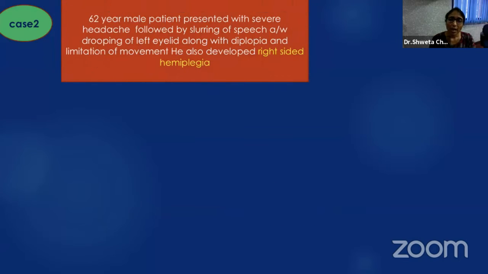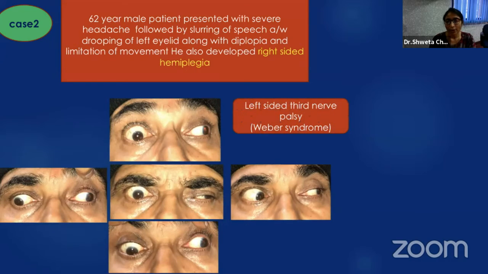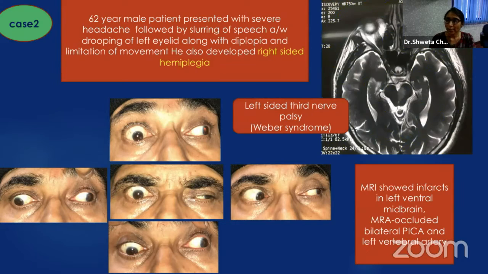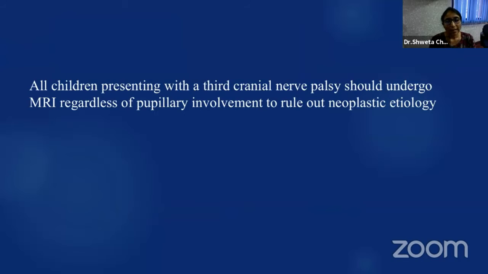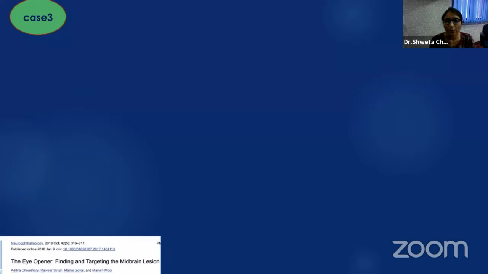Now, case 2, a 62-year-old male presented with severe headache followed by slurring of speech associated with drooping of eyelid along with right-sided hemiplegia, which corroborated with the clinical finding of Weber syndrome. Imaging also corroborated the clinical findings, where MRI showed infarct in the midbrain because of the occluded left vertebral artery. Unlike adults, all children presenting with third cranial palsy should undergo MRI regardless of pupillary involvement.